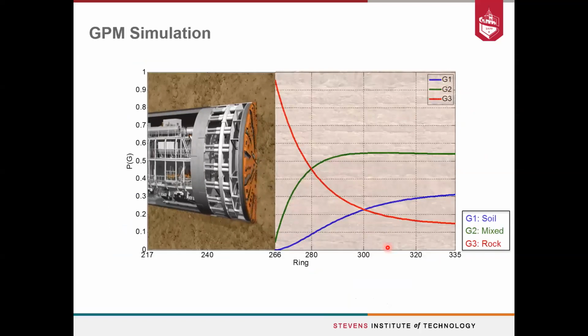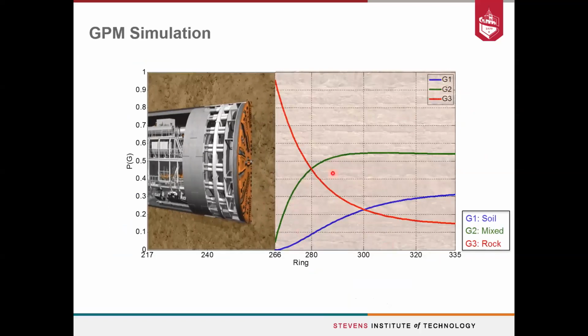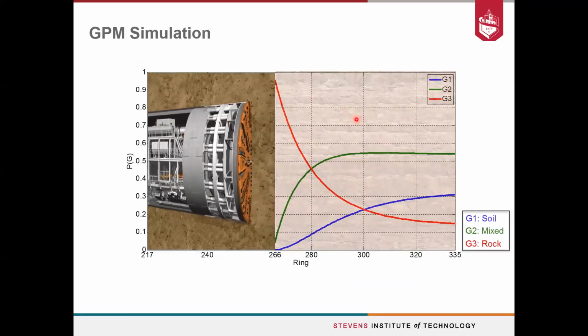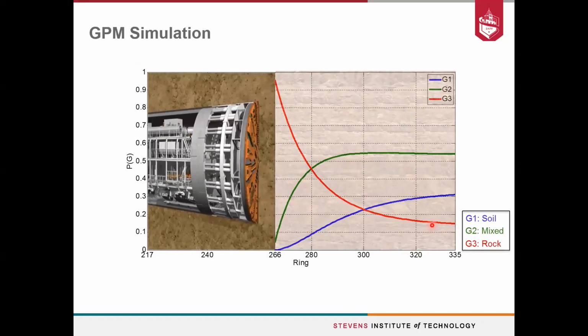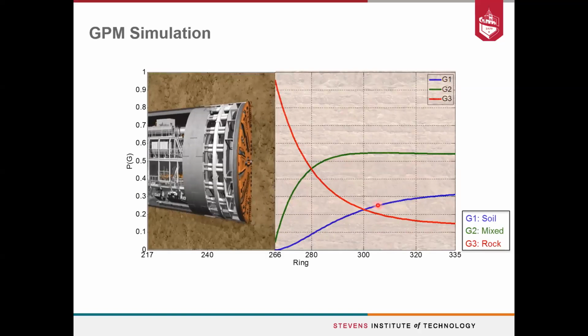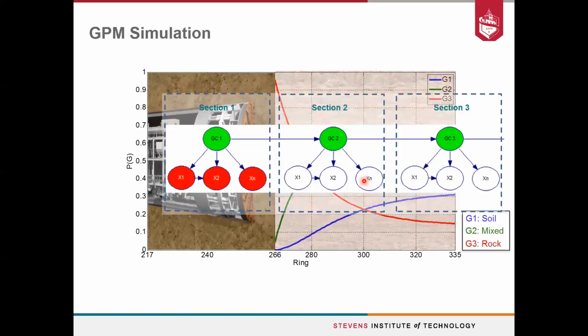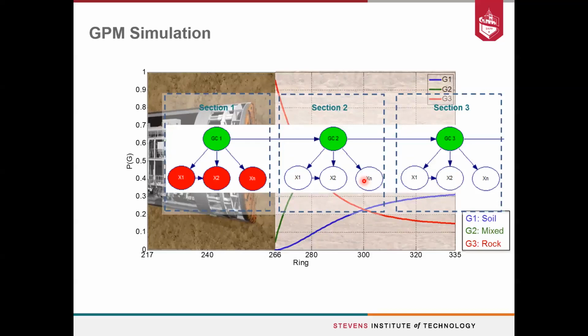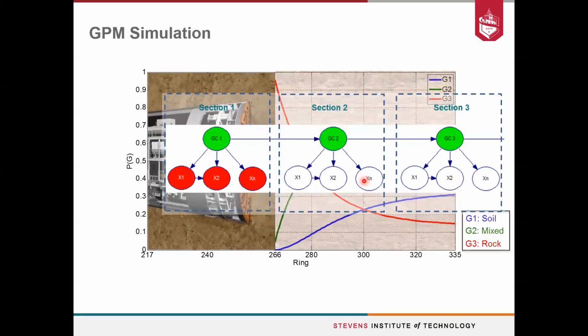The lines that you see here are probabilities of ground classes, G1, G2, and G3. We divided our ground into soil, mixed, and rock. And this slide just shows you the ground prediction model superposed with the results of the simulation. Do you remember what I talked about a little bit earlier?